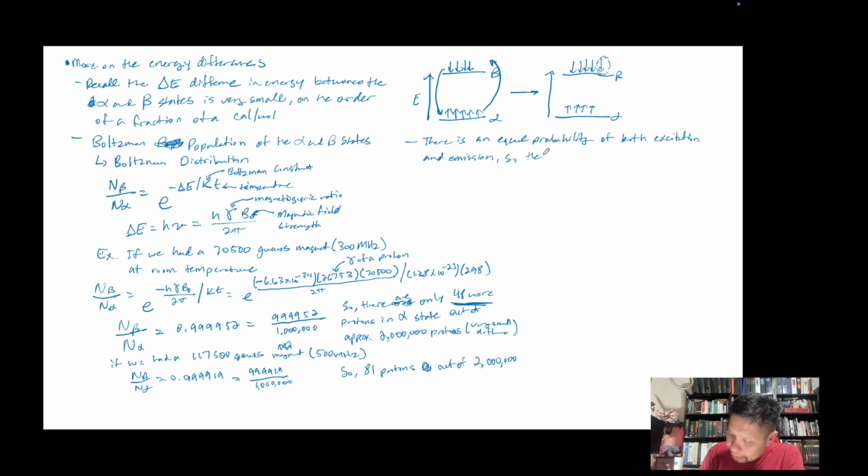So there is no net magnetization. We'll use that word a lot, right? Except for the one extra alpha state proton, right? Sometimes when we talk about net magnetization, we can also talk about it in the context of absorbance, right?